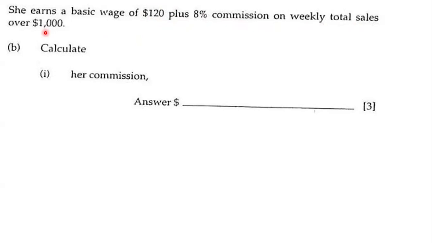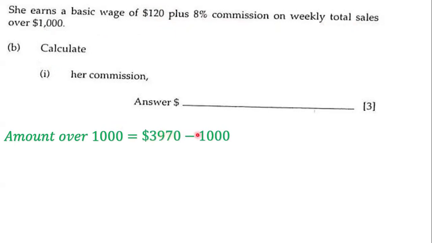And so the first thing that we have to do is take her total sales and subtract 1,000. Why are we subtracting 1,000? Because we need to know how much money she made that was over 1,000, because that is the amount we're going to do the 8% commission on. So we're going to apply the 8% commission on the amount that exceeds 1,000, not on the amount before 1,000, only on the amount that exceeds 1,000.